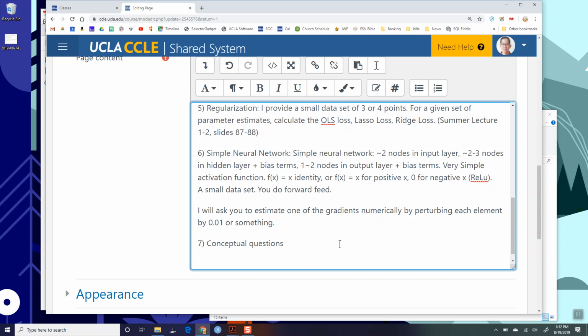Or just the structure, would it be free response? Yeah, it'll be free response. It'll be a short free response. I'm looking for a one sentence answer for most of these things.